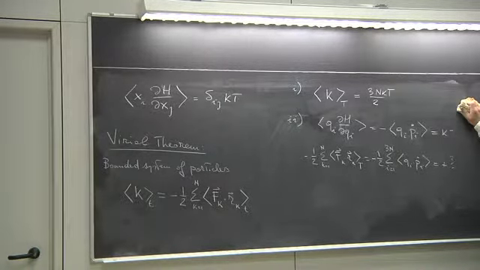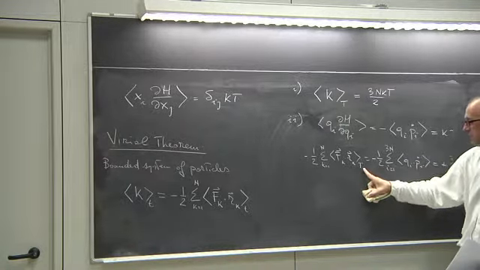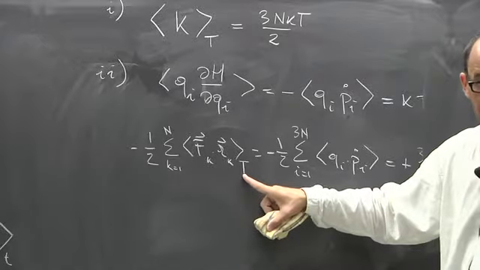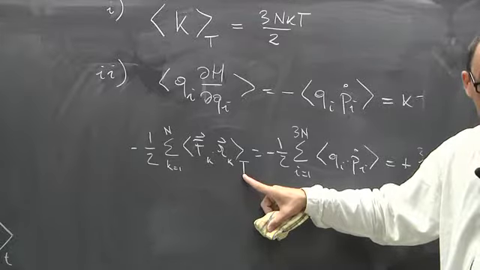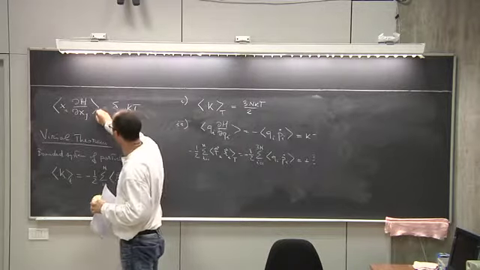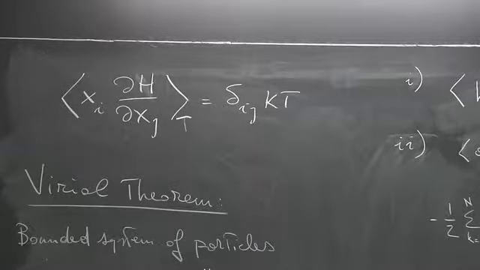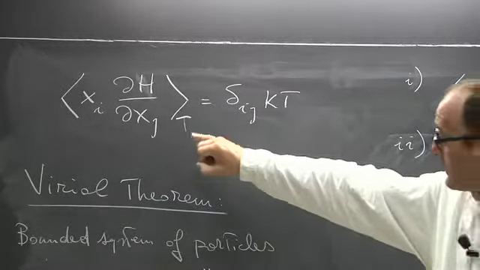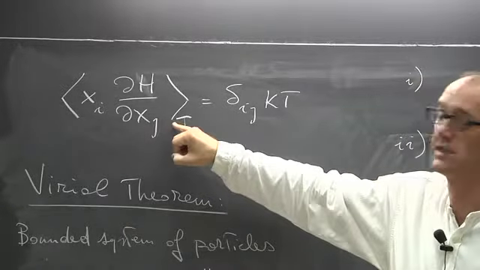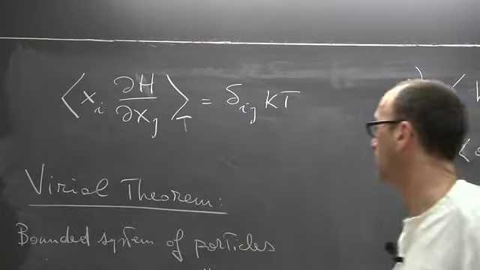Yep. Big T is a time average over the ensemble? This big T is temperature. By this notation, I mean the average over the canonical ensemble at temperature T. So we have derived this equation by taking an average over the canonical ensemble at temperature T, right?